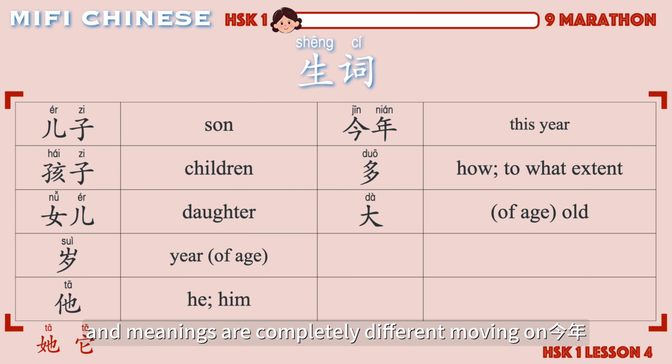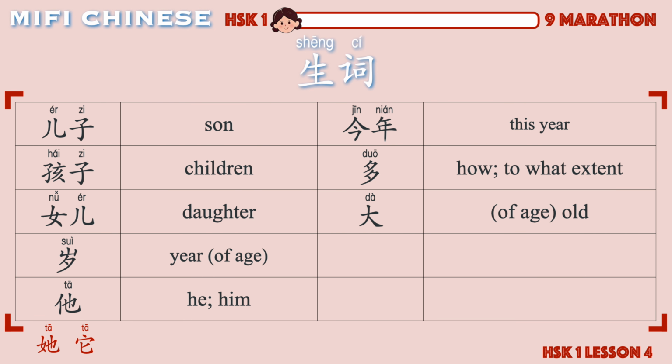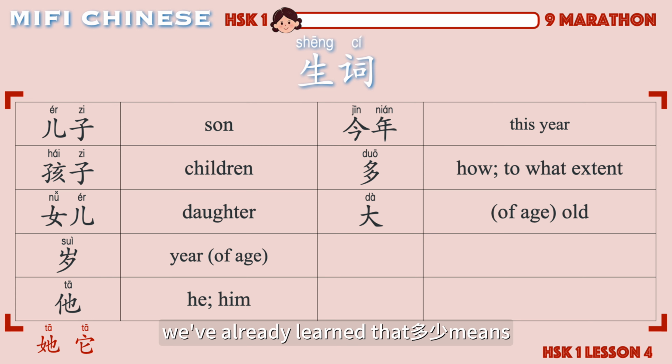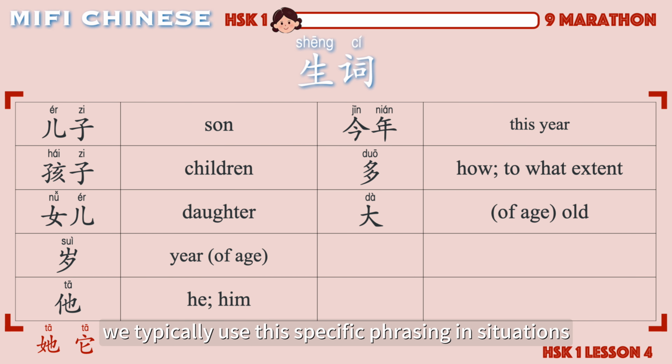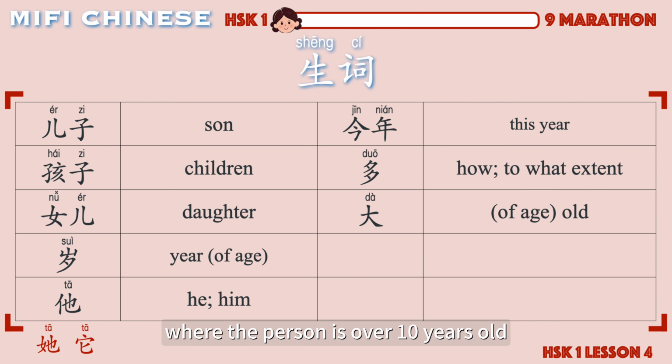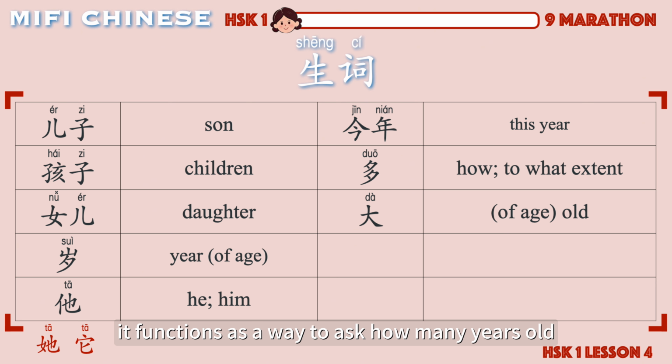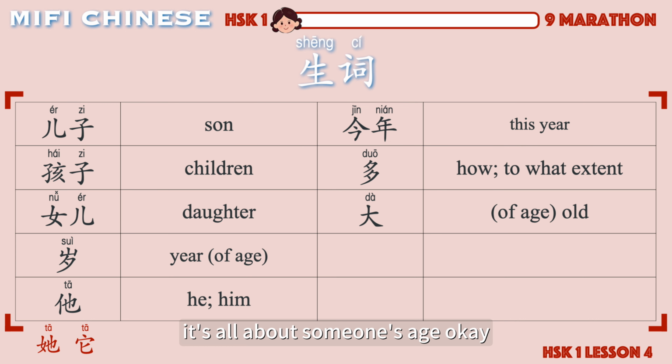Moving on, 今年, this year. Next, 多, how, to what extent. When we use 多 in a phrase, we've already learned that 多少 means how many or how much. However, we can also use the combination 多大 to ask about someone's age. We typically use this specific phrasing in situations where the person is over 10 years old. That brings us to our final word, 大, which literally means big. In the context we just discussed, 多大, it functions as a way to ask how many years old. So even though it usually describes size, here it's all about someone's age.